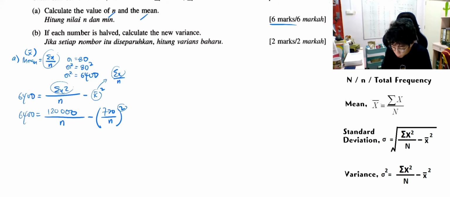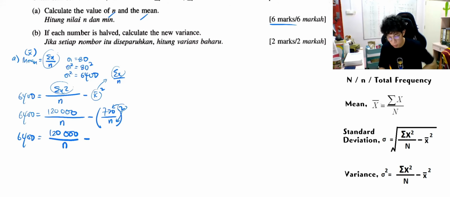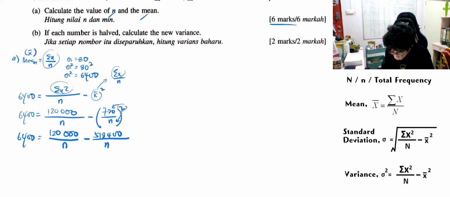The square I will bring to 720 and n, right? So 6400 equals 120,000 divided by n minus, so the upper part 720 square. You get 518,400 divided by what? Tell me what's this? Divide by what? Yes, n square. Be careful, okay? Be careful, n square.